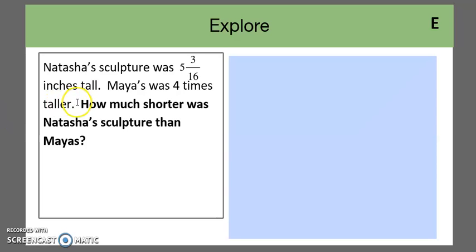And in this problem, we already got the first part's answer. Now we're going to look at how much shorter Natasha's sculpture was than Maya's. So again, pause the video, think about what you might have to do to get to your answer, and we're going to move on to the next slide.